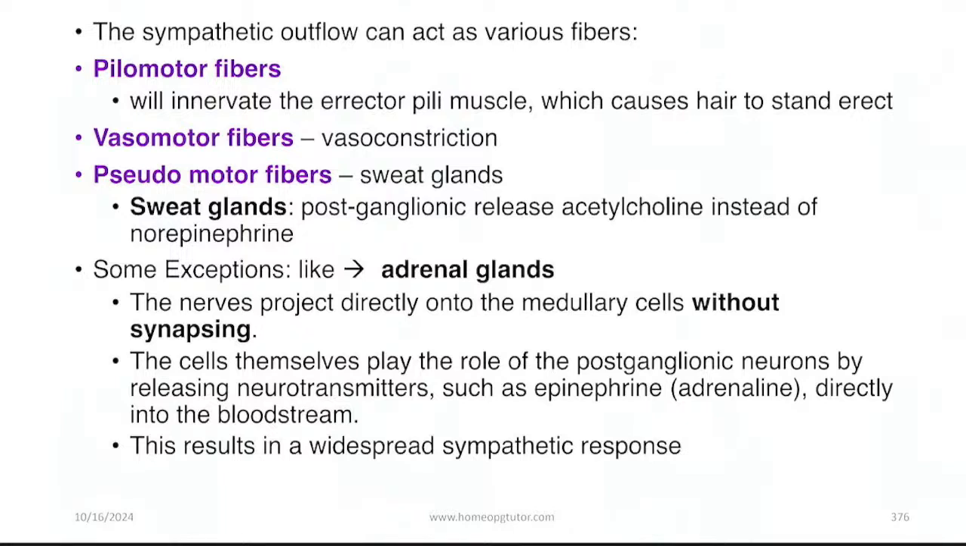Now, this sympathetic outflow also has an action on the vasomotor system. Okay, on the blood vessels. What does it do? It causes vasoconstriction. Similarly, pseudomotor nerves, the sweat glands. Sweat glands also are under the control of the sympathetic nervous system, where they will undergo activation, and thereby instead of norepinephrine release, there will be release of acetylcholine. Okay, acetylcholine will be secreted.